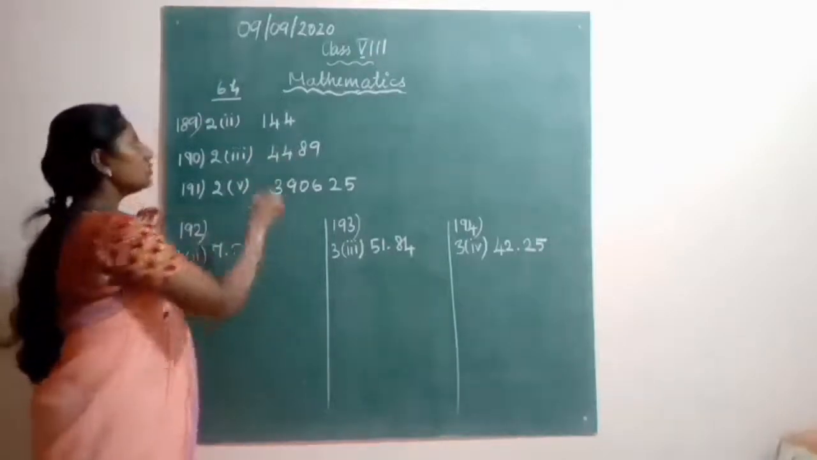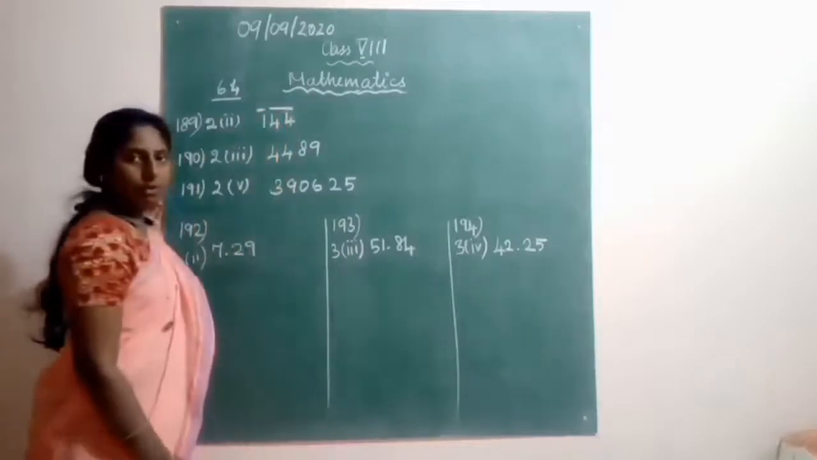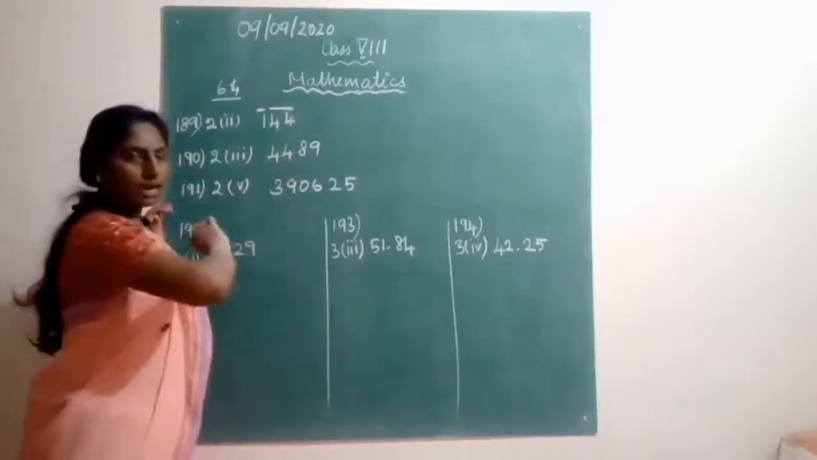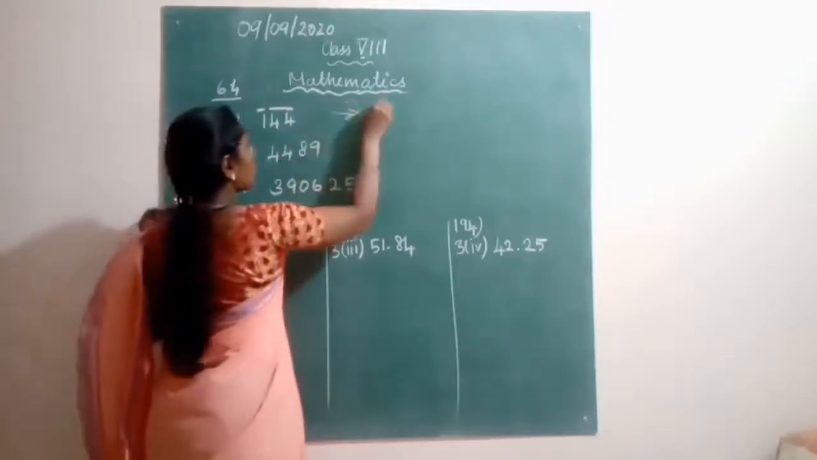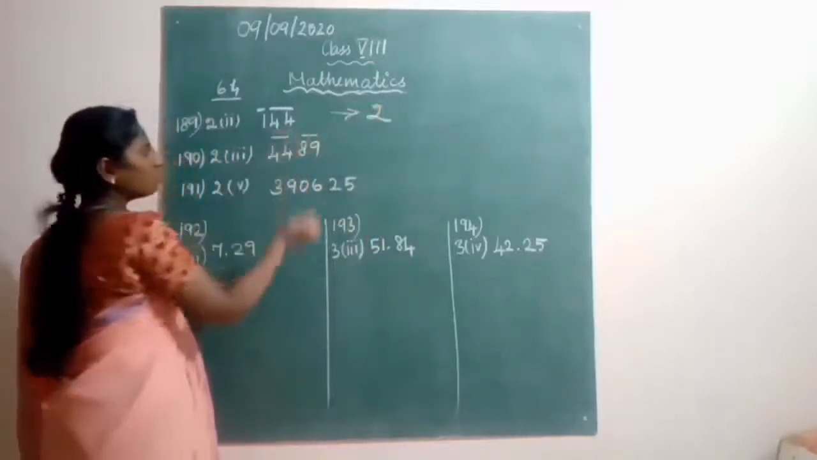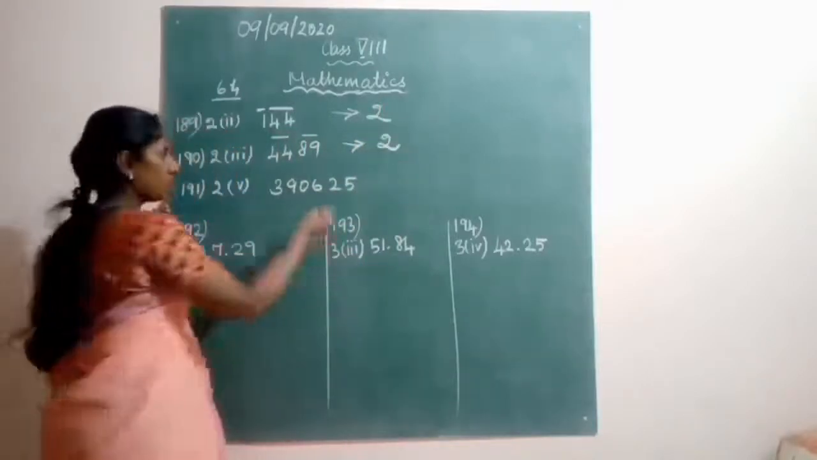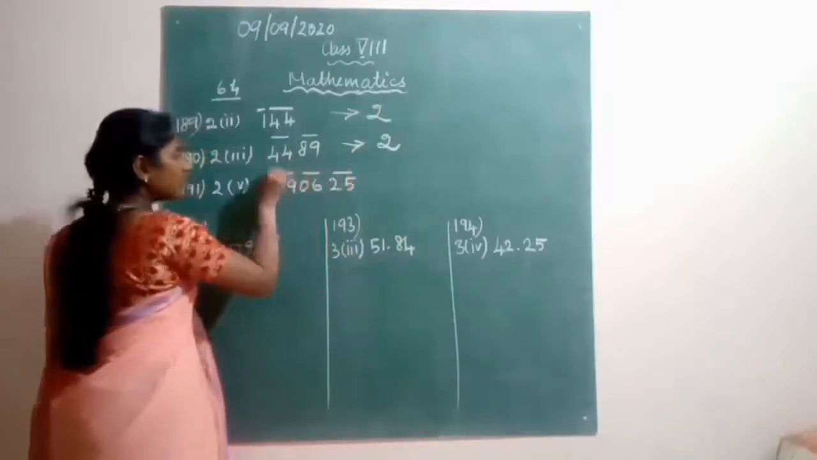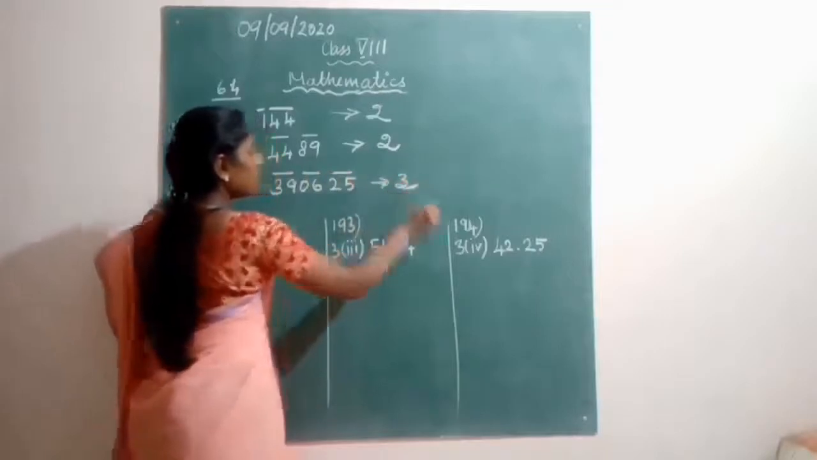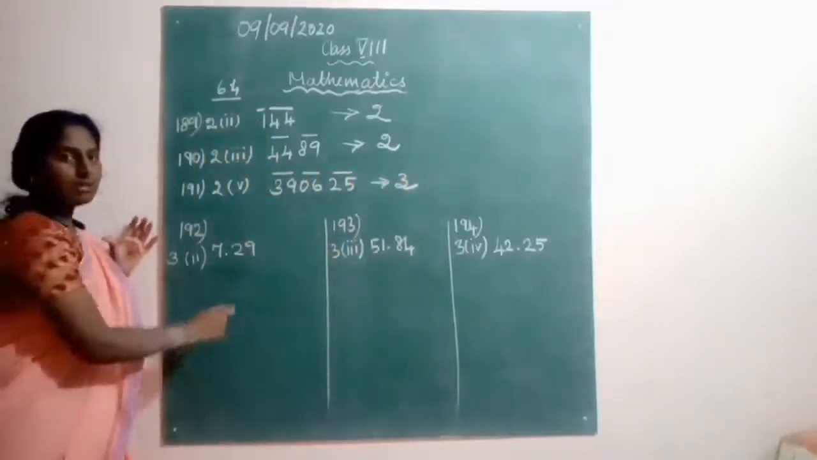Okay, so when we make bars in pairs of 2, here you get 2 bars. The number of digits in the square root will be 2. And for this one also you get 2 bars in pairs of 2, so you will get 2 digits in the square root, and here you get 3 bars, so in the square root you will get 3 digits. Okay, now we have to find the square root of 7.29.